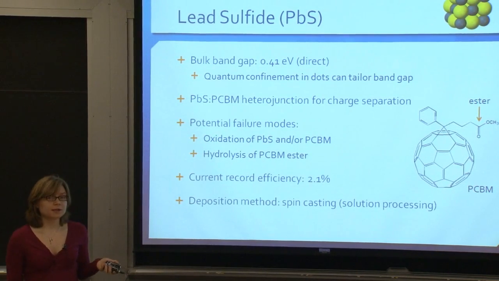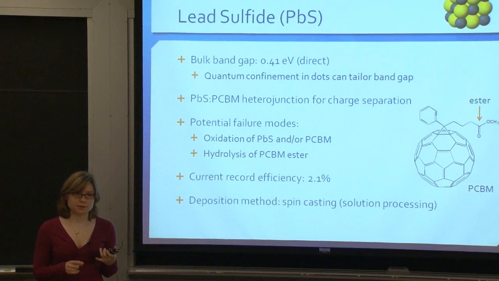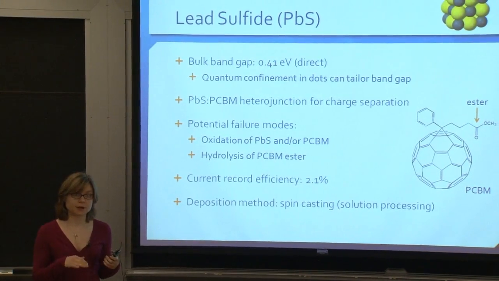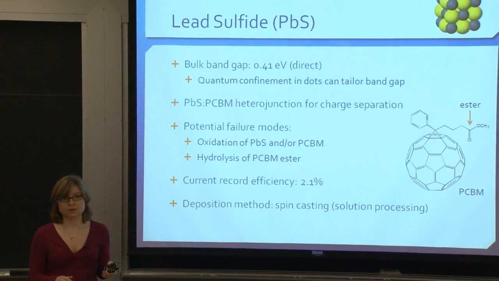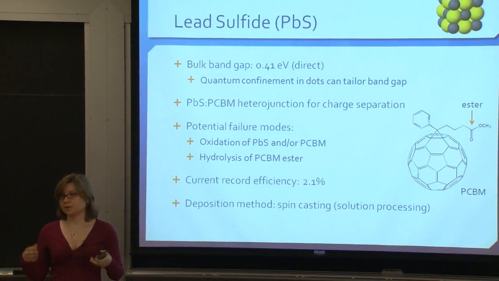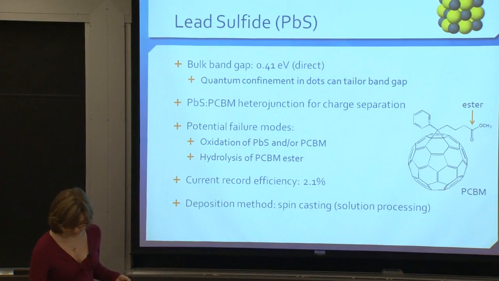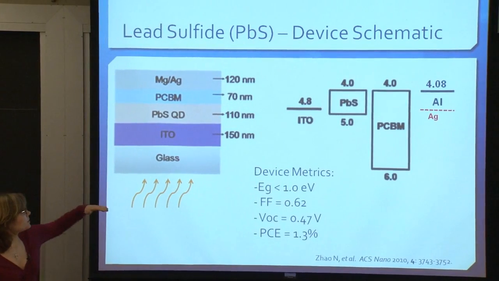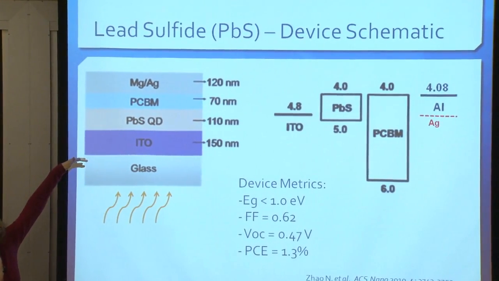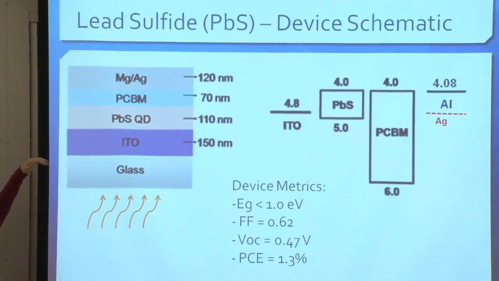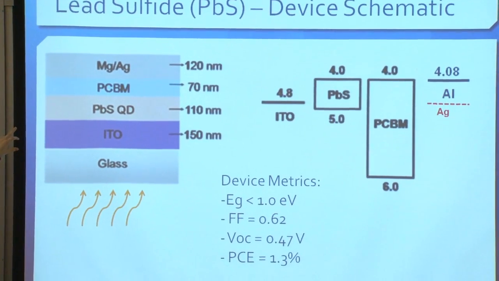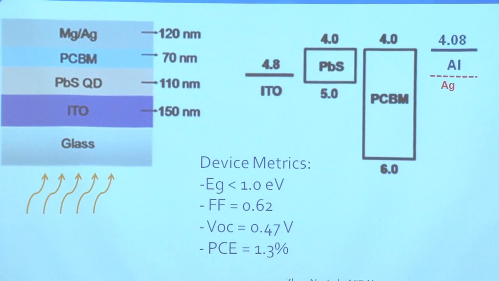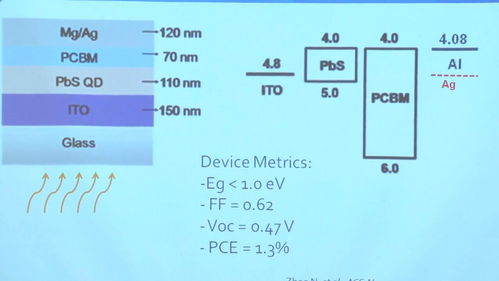But a major advantage of this material system is that both the lead sulfide quantum dots and the fullerenes can be solution processed, so they can be spin cast onto your substrate, which makes the processing costs very low, especially compared to growing a single crystalline wafer. The device architecture that we used is, again, glass coated with a transparent conducting oxide electrode, then a bilayer heterojunction with the two absorbing materials, and finally a metal contact on the opposite side.